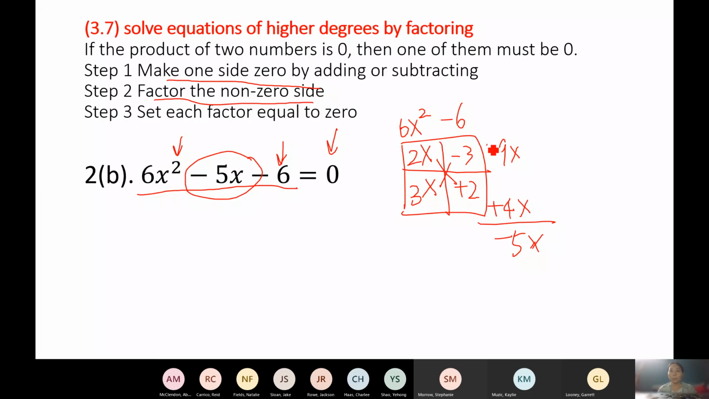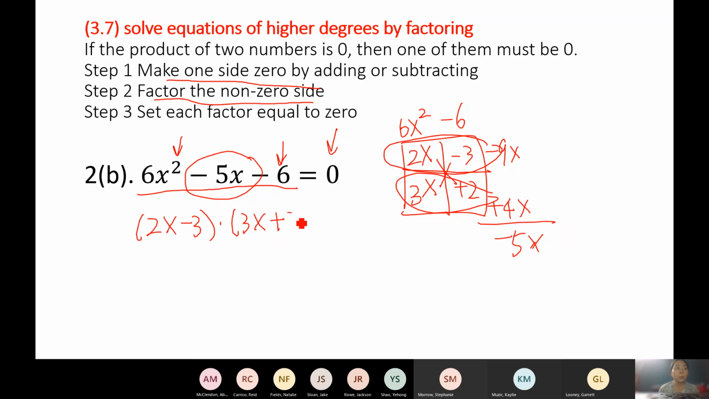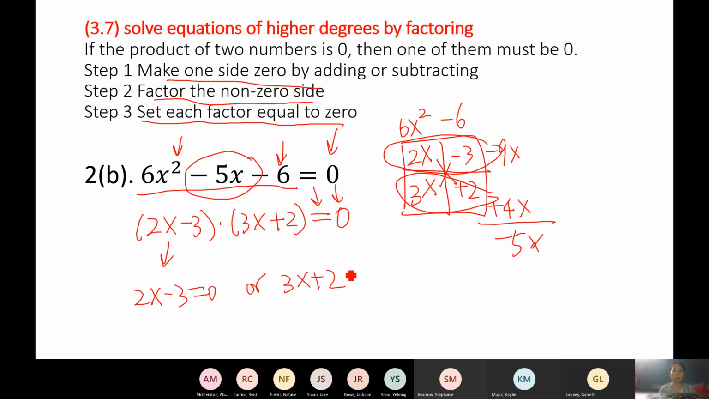So after we factor the left-hand side, let's copy the factors down. 2x minus 3 times 3x plus 2. So that gives us the left-hand side. The right-hand side, we still keep it. Okay, the final step is set each factor equal to 0. So we set the first factor equal to 0, and we set the second one equal to 0.